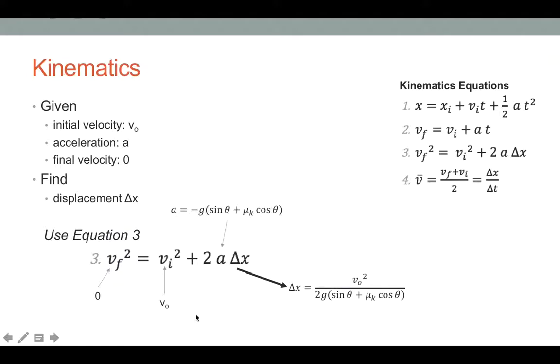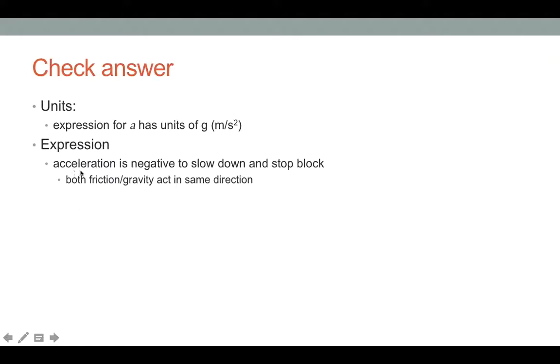Let's go back and see, does the expression make any sense? Well, the acceleration is negative, which is correct. It should be slowing down and stopping. And note here, it'll be negative because both friction and gravity are acting in the same direction to slow down the block. Therefore, both of them contribute to slowing it down, which is what our expression shows. So our answer should make some degree of sense. So we're done.